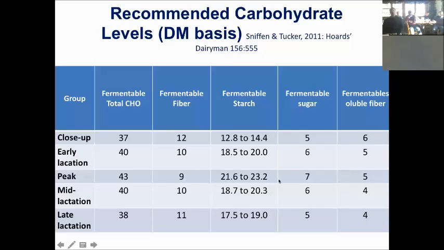And I'm going to try to draw your attention, since we're talking about starch, primarily to this column here, where we're seeing ranges, at least for lactating cows, of probably 17 to 23% fermentable starch coming into the diet as an optimum.